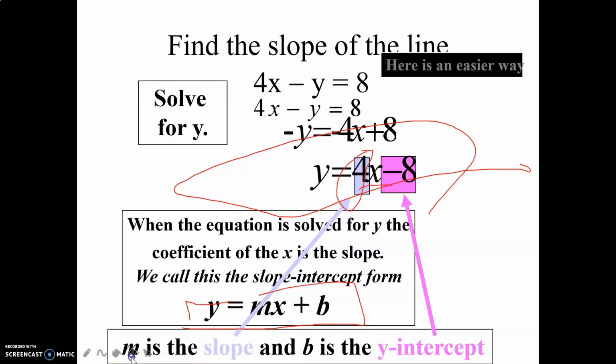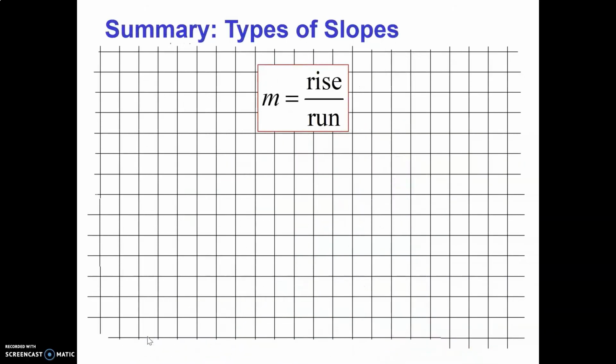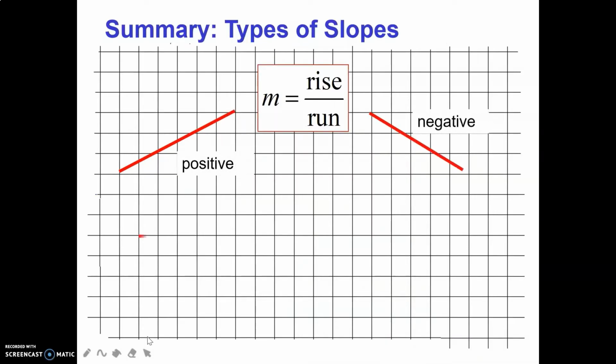slope-intercept form. Okay, to summarize, here are the different types of slope. When the line goes upward, the slope will always be a positive number. When the line goes downward, the slope will always be a negative number. When the line is a horizontal line, the slope is always 0. And when the line is vertical, the slope will always be undefined.